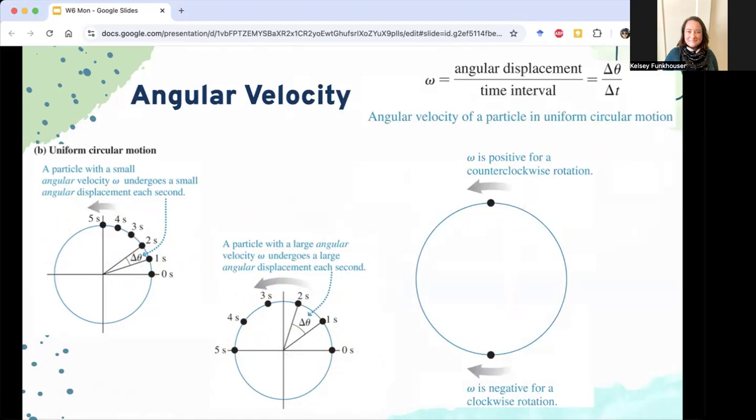So one thing to know that is unique to circular motion is how we define positive and negative. For linear motion, we define positive to the right, negative to the left, and positive up and negative down. When it comes to angular motion, we define counterclockwise as positive and clockwise as negative.